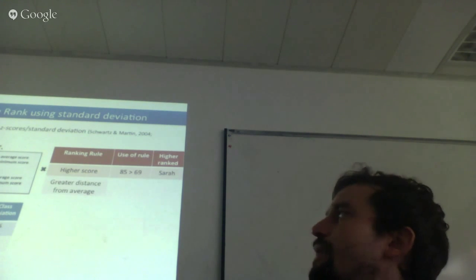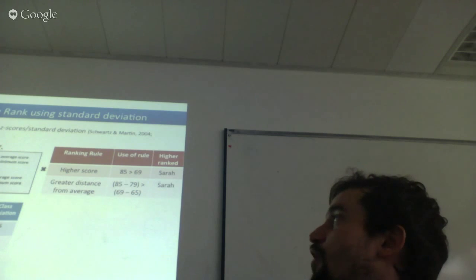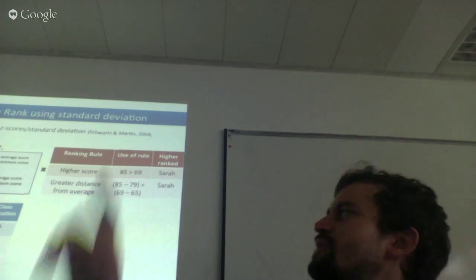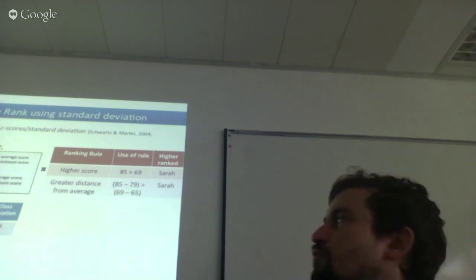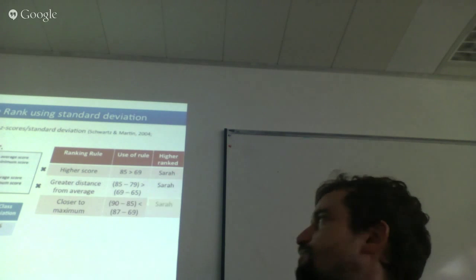You could also say, well, maybe it's whoever's more above the average. But in fact, Sarah's more above the average than Tom. So again, you think Sarah. So this observation is also anomalous with respect to that rule. And there is another rule, like whoever's closer to the math score.